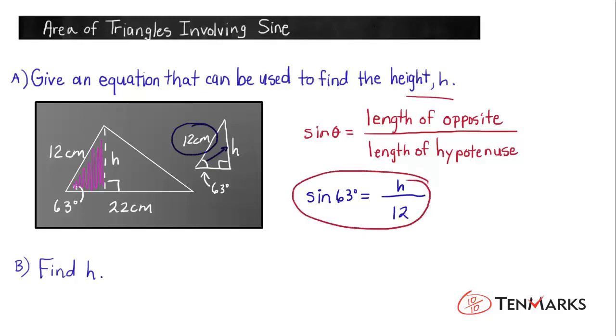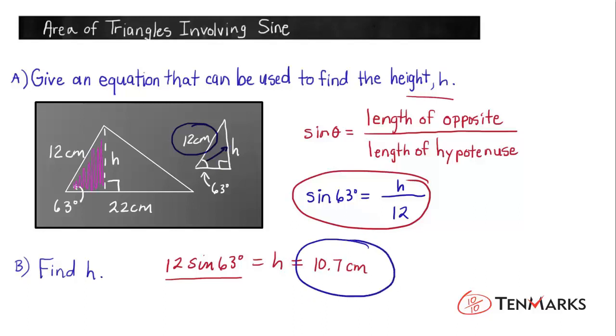Now for part B, it says actually find h, so let's go ahead and manipulate this equation to give us h. By multiplying both sides by 12, we'll get 12 times the sine of 63 degrees equals h. And then we can use our calculators to calculate 12 times the sine of 63 degrees. Just be careful that your calculator is in degrees and not radians. Rounding our answer to the nearest tenth of a centimeter gives 10.7 centimeters.